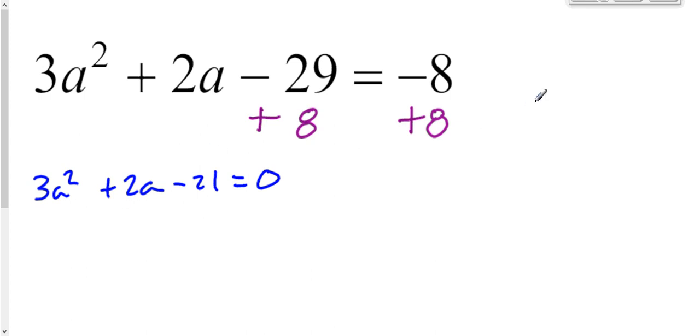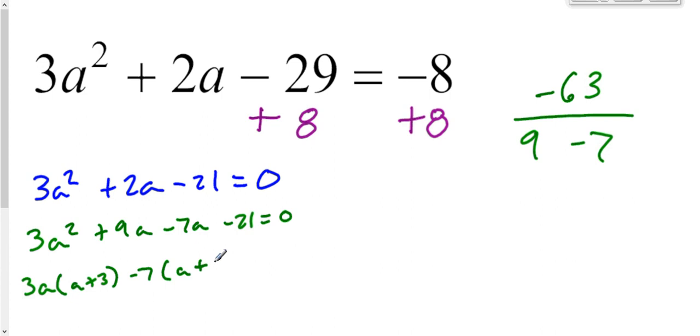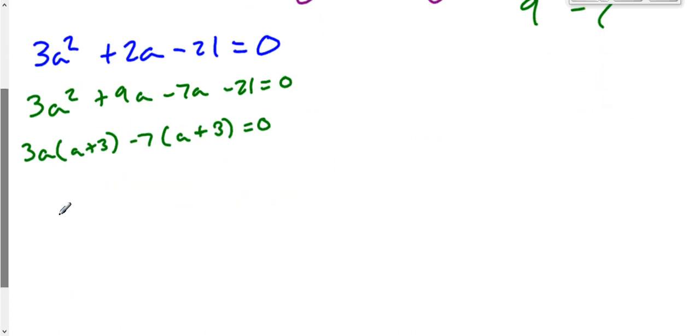3 times negative 21 gives us negative 63. Two numbers that multiply to negative 63, they combine to 2. 9 and negative 7. So I'm going to do 3a squared plus 9a minus 7a minus 21 equals 0. That gives us 3a from the first two. And take a negative 7 from the second two. Gives us 3a minus 7 times a plus 3.